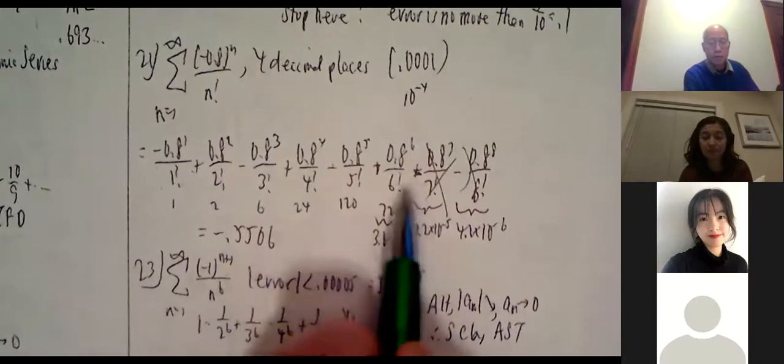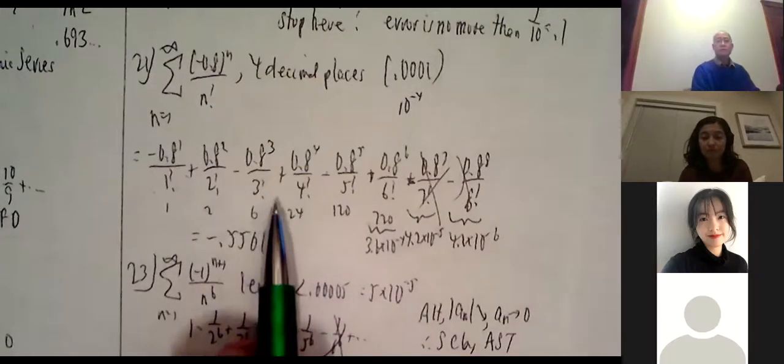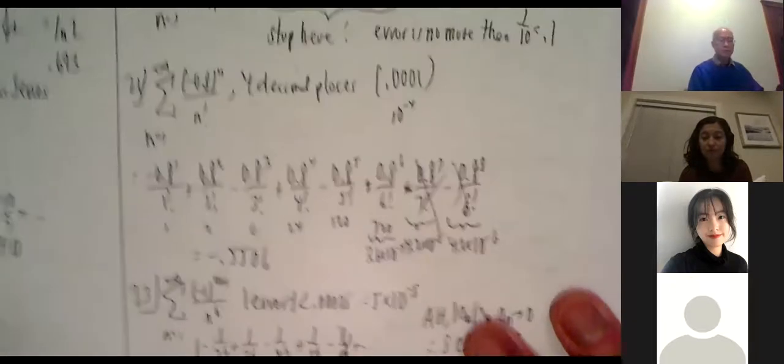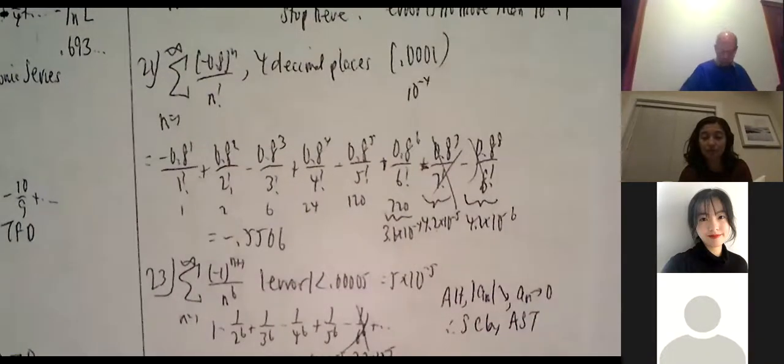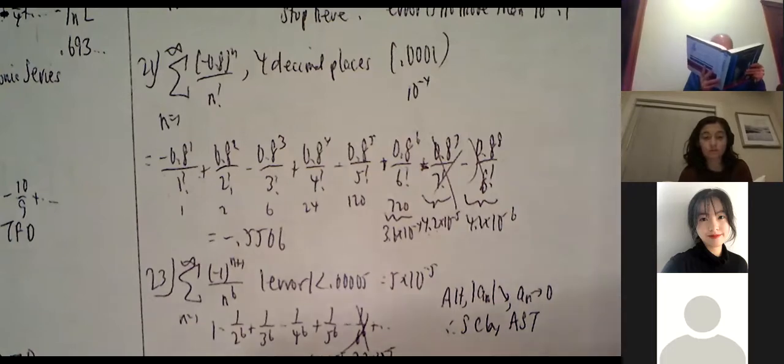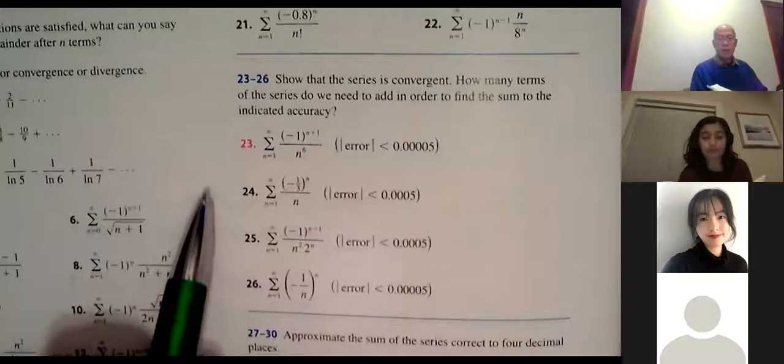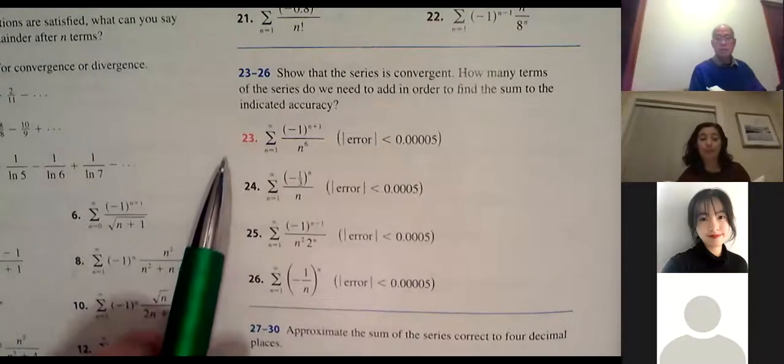And if you need greater accuracy, just go out farther. So that's the alternating series estimation theorem. The error is no more than the next term. Okay, and then I'll do 23, and maybe that's all I'll do. Then I'll stop.